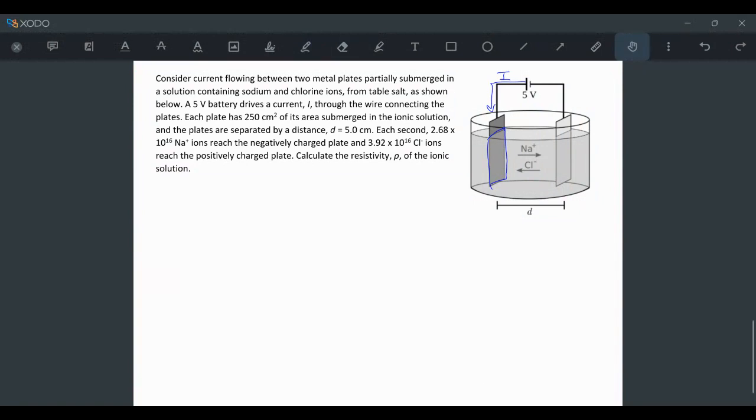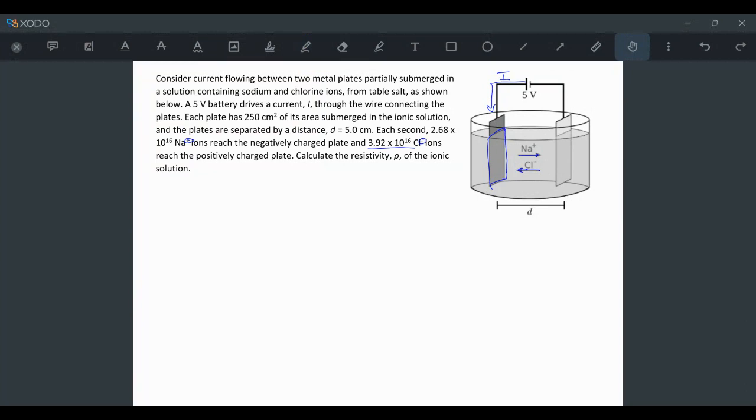And we're told what the separation is, it's 5 centimeters. And here are the key details that we'll have to work with carefully. Every second, there are 2.6 times 10 to the 16 sodium ions, which have a positive charge. These reach the negatively charged plate, and that's denoted here with this arrow. And similarly, we have 3.92 times 10 to the 16 chloride ions, which have a negative charge. Those reach the positively charged plate. That movement here is the bottom arrow. And with all this information, we're asked to calculate the resistivity of the ionic solution.